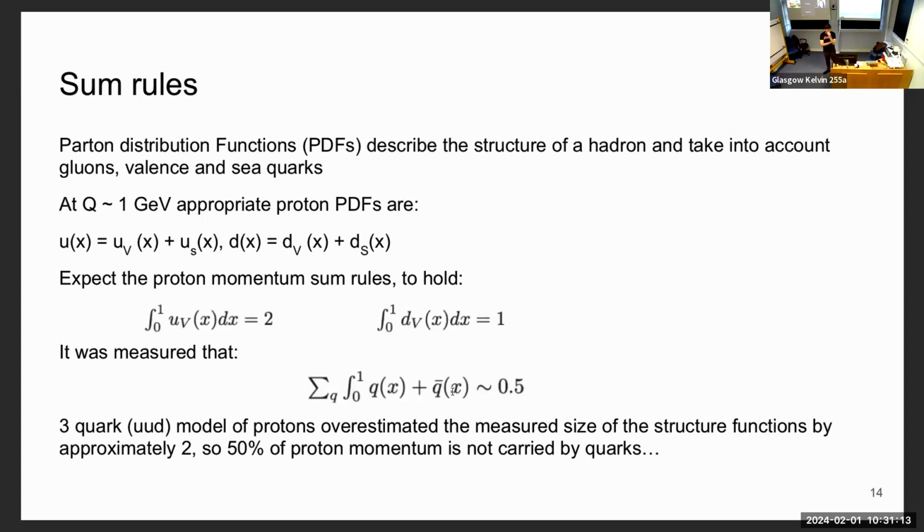Which means that the 3-quark model of protons is overshooting the measured size of the structure function by approximately a factor of 2, which means that 50% of the proton momentum is not carried by quarks. So this is where gluons start to play an important role.